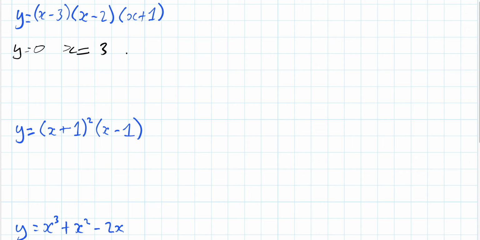3, x is going to equal 2, and x is going to equal -1. So this is where it crosses the x-axis. Next up, we do when x equals 0, what is the y-intercept? So that is -3 times -2 times 1. So that will be +6.